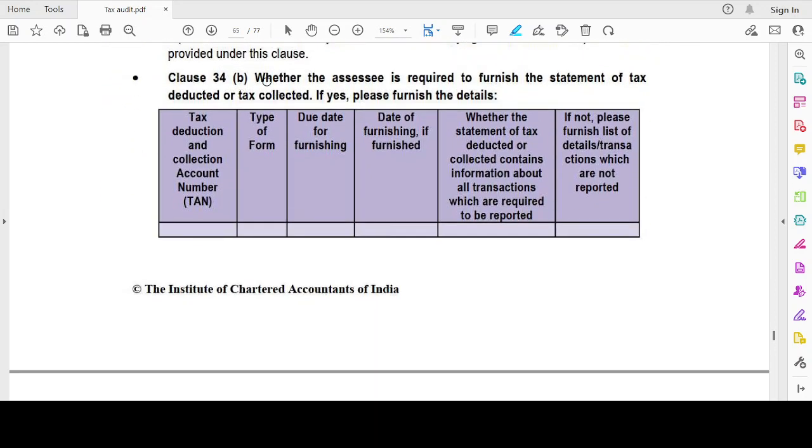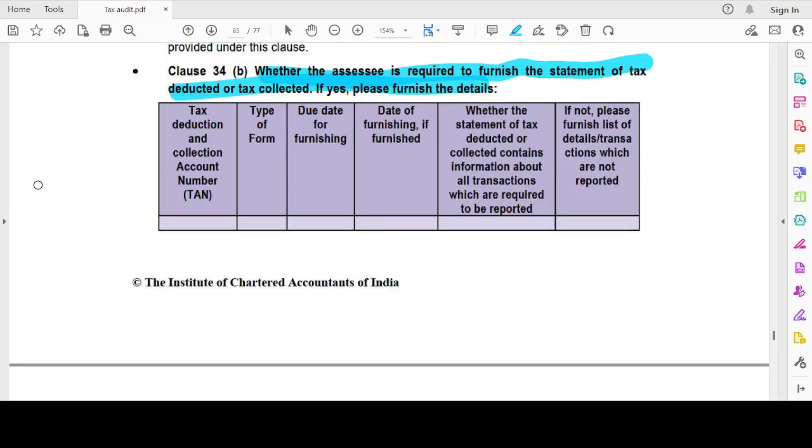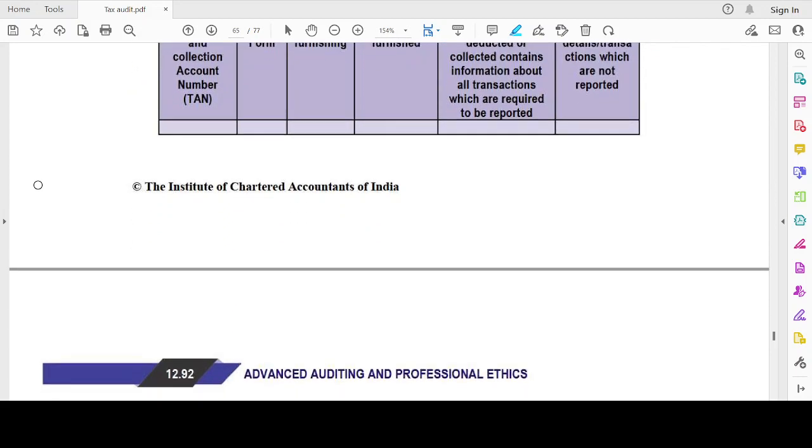34B. The assessee is required to furnish the statement of tax deducted or collected. If yes, please furnish the details. Like for the TDS returns, I have to give the due date and date of furnishing. If there is any error, I have to give it. Okay.